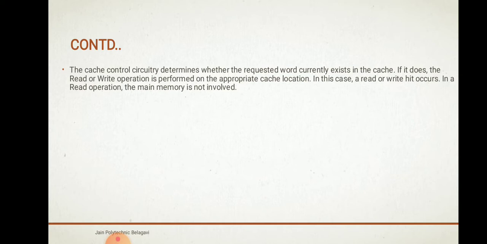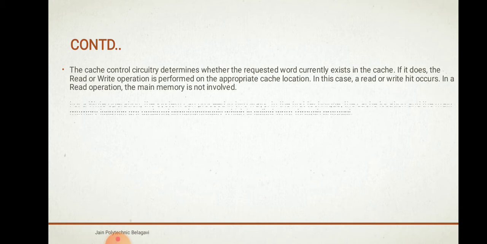Now the cache control circuitry determines whether a requested word currently exists in the cache. Whenever there is a read request, there is a control circuit which will determine whether the requested word exists in the cache. If it is there, the read or write operation will be performed in the appropriate location. In this case a read or write hit occurs, means the location is present. So it is called a read or write hit. In a read operation, the main memory will not be involved. Why? Because we are only reading the contents, and the contents are already present in the cache rather than going to the main memory.